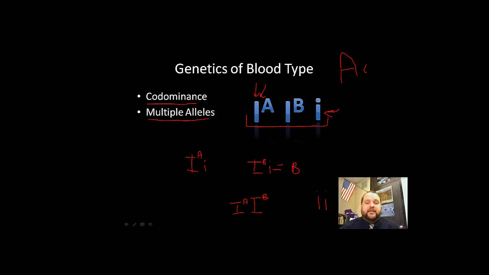So there's multiple alleles. We have three alleles we're working with. And there's two dominant alleles, and they're codominant. So if you see them, they both work together. Or you'll see both of them in this case down here. Okay, let's do one genetics problem, and then we'll be done for today.